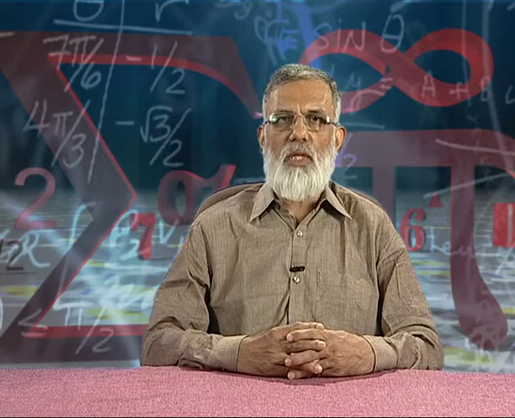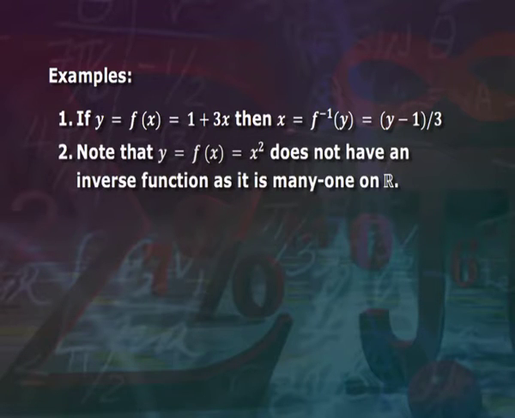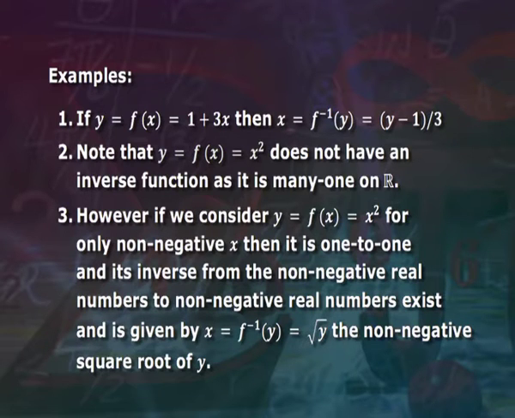Here are some examples on inverse functions. 1. If y = f(x) = 1 + 3x, then x = f inverse(y) = (y - 1)/3. 2. Note that y = f(x) = x square does not have an inverse function as it is many-one on R. 3. However, if we consider y = f(x) = x square for only non-negative x, then it is one-one and its inverse from the non-negative real numbers to non-negative real numbers exists and is given by x = f inverse(y) = the non-negative square root of y.